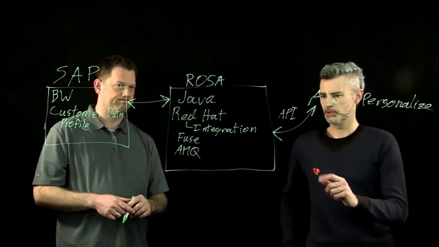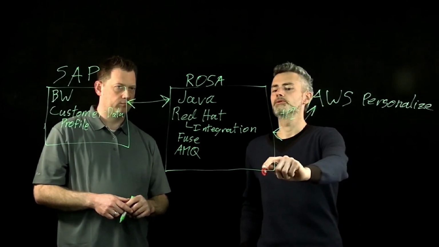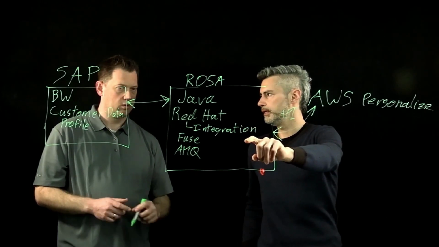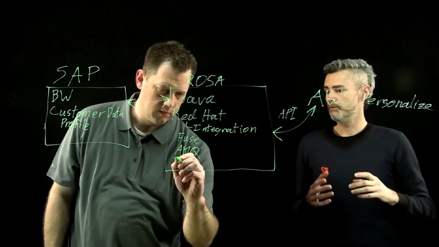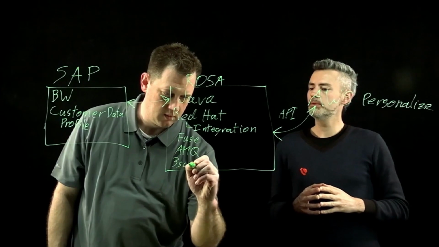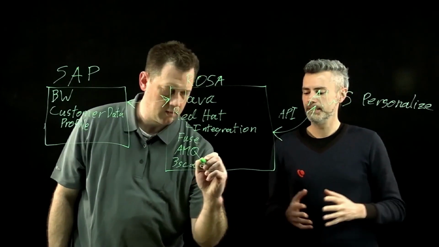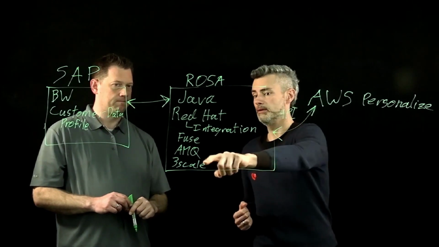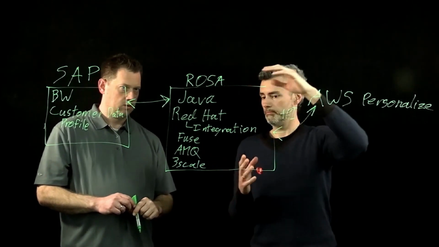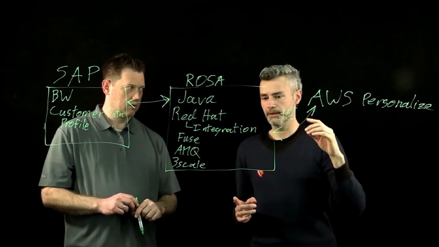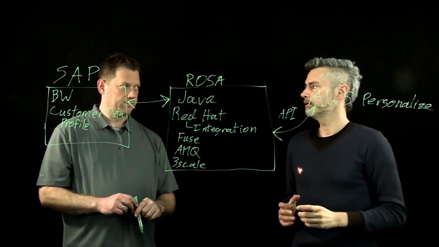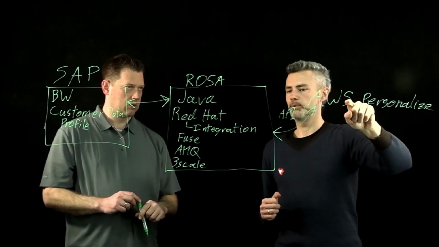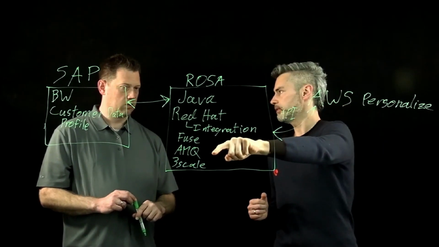Right. And there's still one more thing here that we could use. Since we're using Red Hat integration, we can use 3scale in order to have all our APIs. So all the APIs that will be needed in our IT landscape can live in 3scale, like an inventory. But not only that, you can monetize or keep track of the usage of your APIs. So every time you're calling AWS Personalize, you can keep track of that.